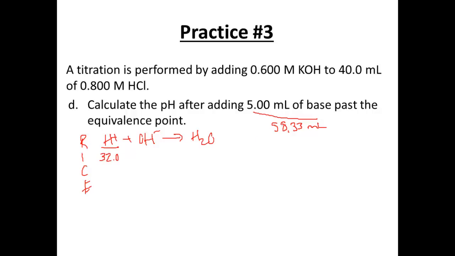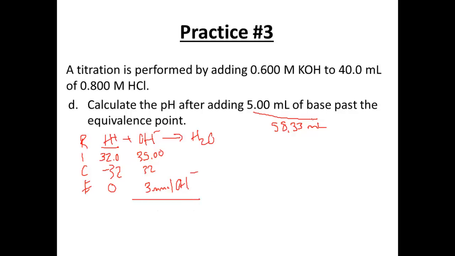And then 58.33 times 0.6 is about 35.00 millimoles. Okay, so now you can see that the limiting reactant has flipped. H plus is now limiting, and the hydroxide is the excess. So we're left with 3 millimoles of hydroxide left over.